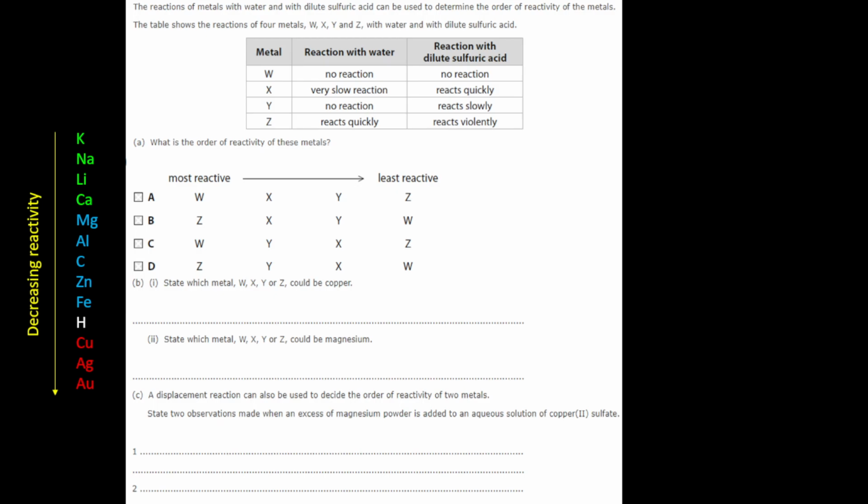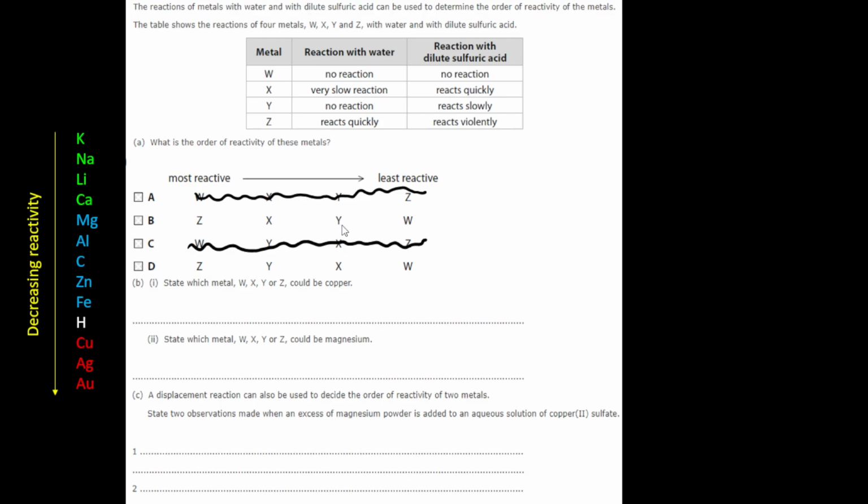Alright, so let's take a look at this one. What is the order of reactivity of these metals? What I would do is figure out which one would be the least reactive first. I think W would be the least reactive because it does not react with water, and it does not react with sulfuric acid. So my least reactive has to be W. So I can cross out this one and this one. Alright, so for my next step, let's take a look at this.